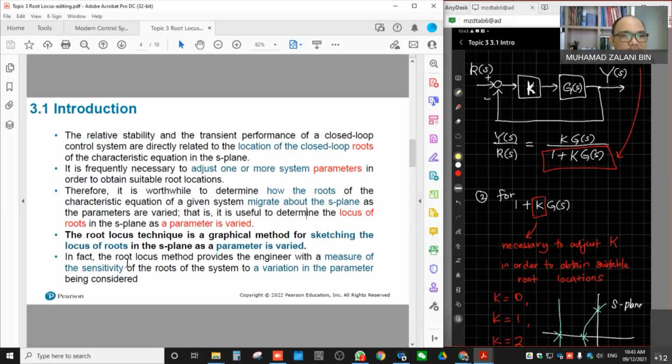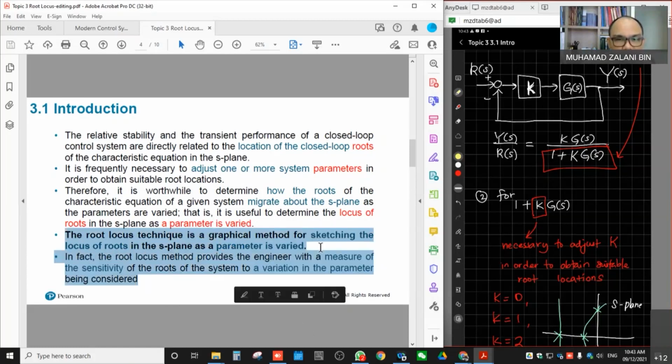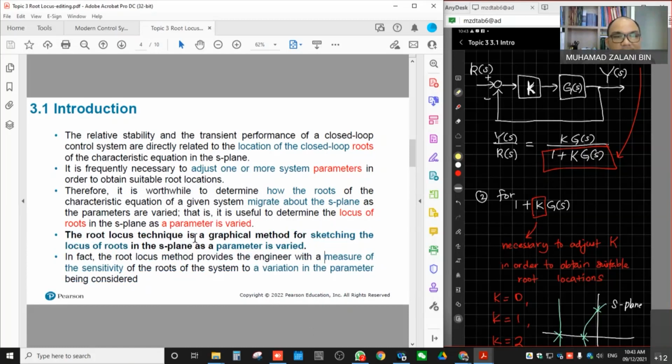So the definition here I put in bold. The root locus technique is a graphical method for sketching the locus of roots in the S-plane as a parameter is varied. Okay, the same thing, I repeat it so that you remember. By definition, what is the root locus technique? It is a graphical method for sketching the locus of roots in the S-plane as the parameter is varied.